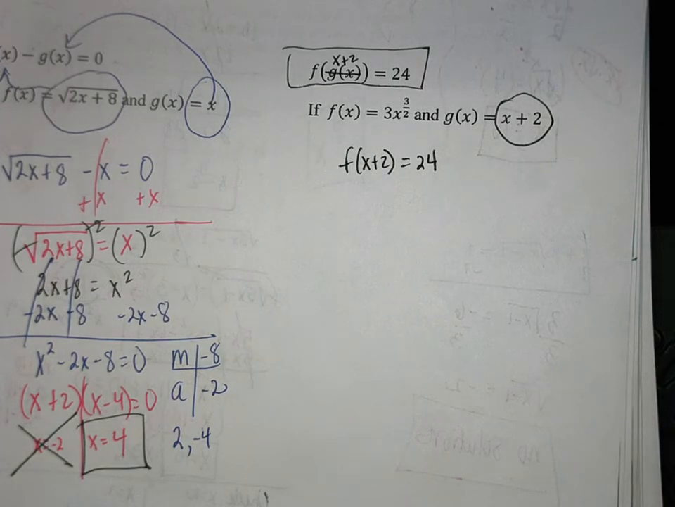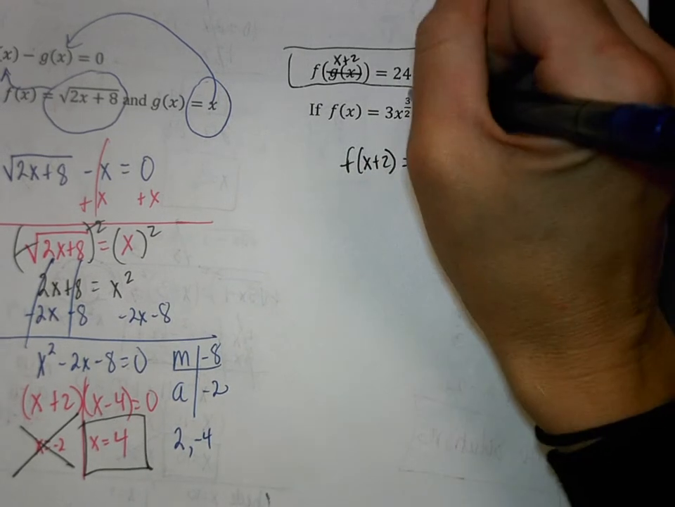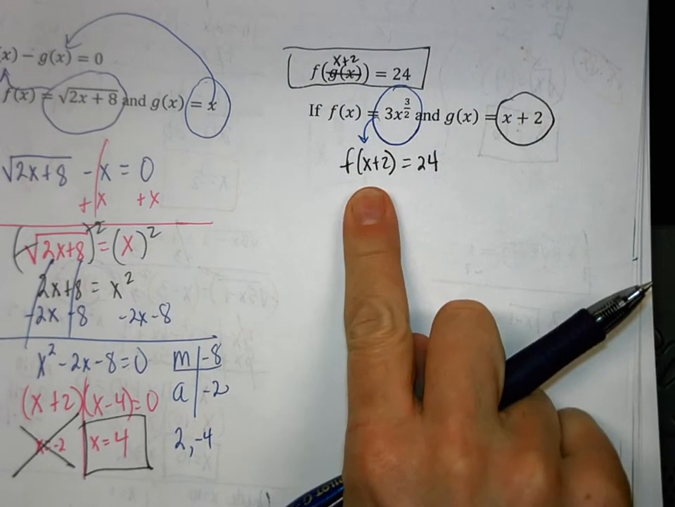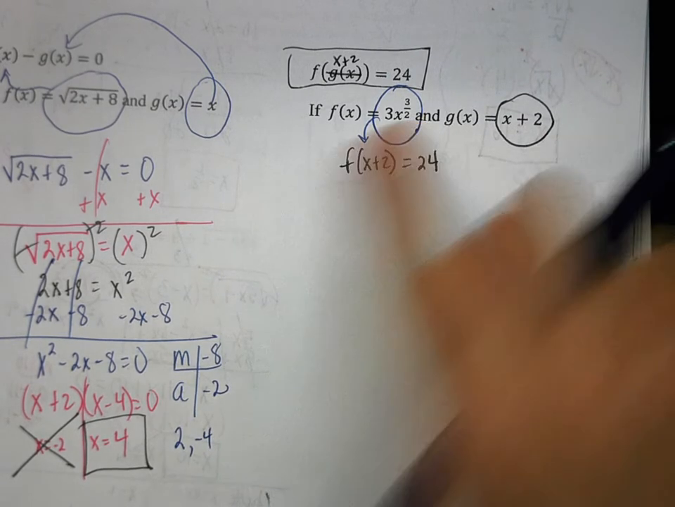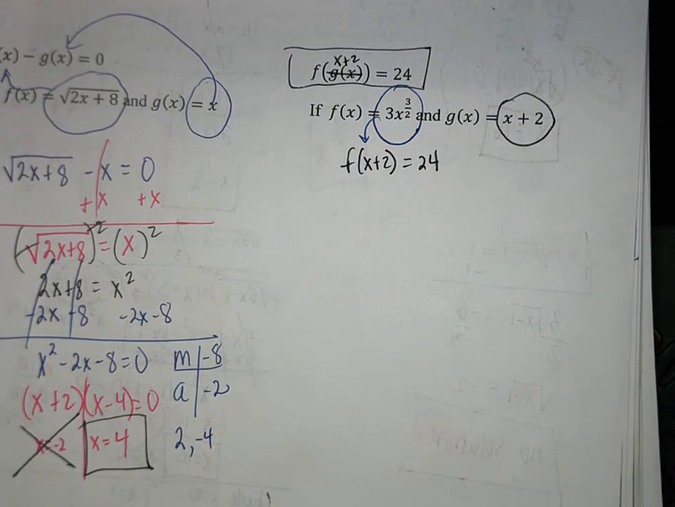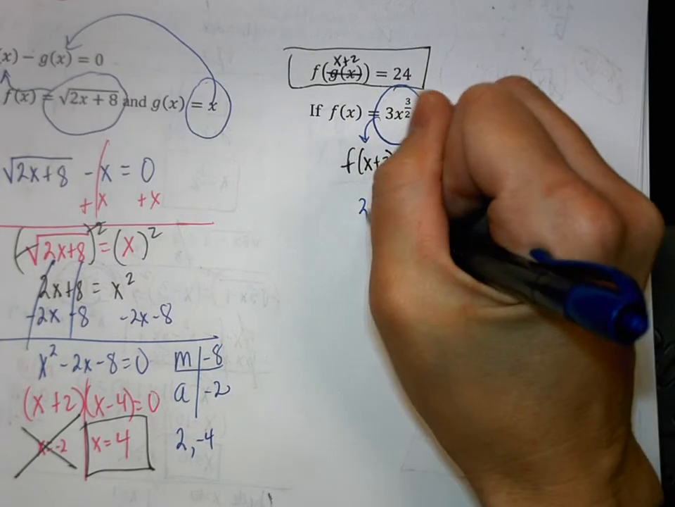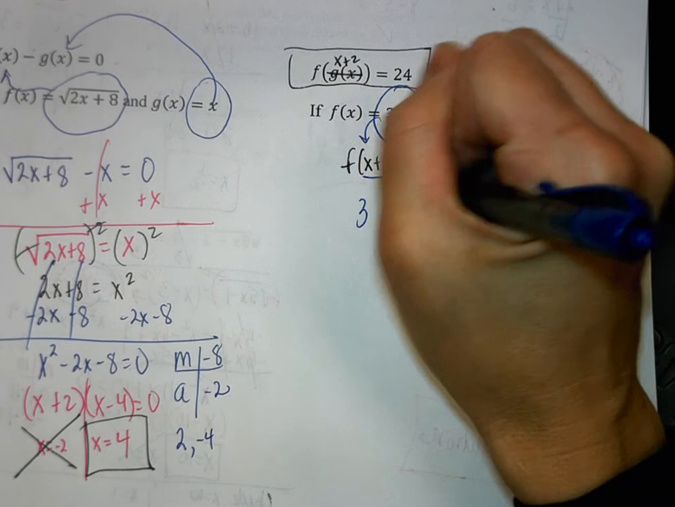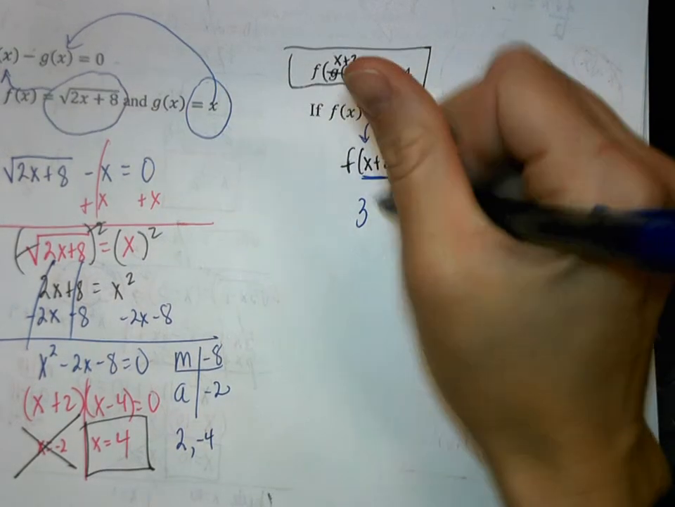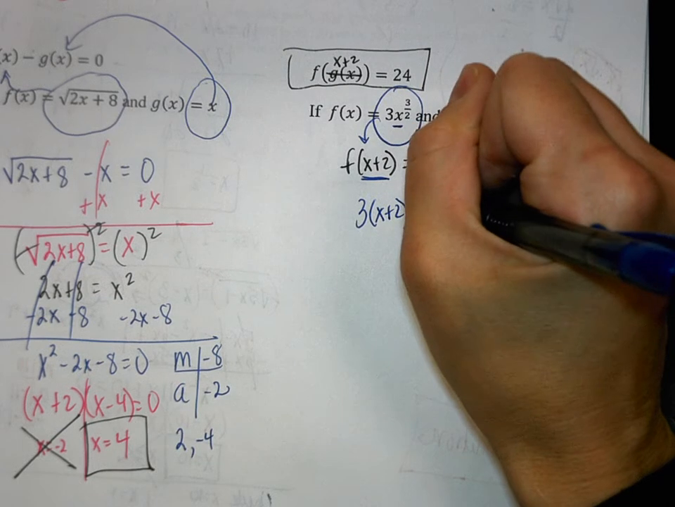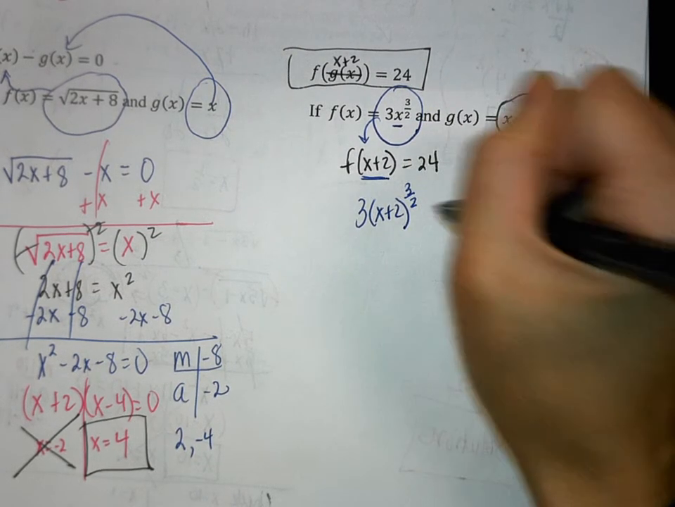Are we good there? Okay, so next, here is my f of x equation. So this is what's going to go on this side. But instead of writing x, what do we write? x plus 2. So I would then write this. We'd keep the 3. But instead of x, we're writing x plus 2. And then we raise it to that 3/2 power equals 24.